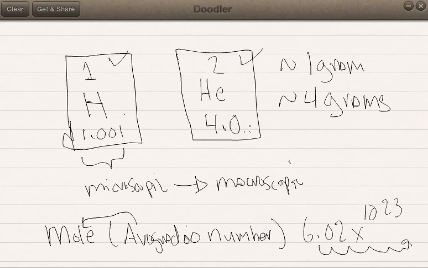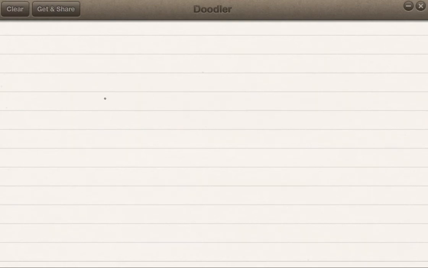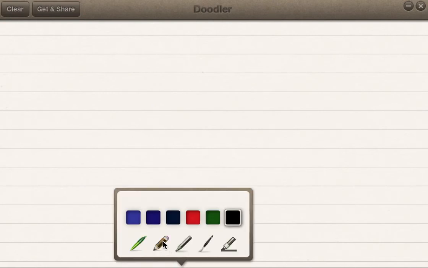How cool is that? So if I had 0.5 moles of helium, then I'd have half a mole, so I'd have half of that, so I'd have 2 grams. So that's a really handy thing to know, and the concept of a mole is what we can use to convert from the tiny, tiny microscopic atomic world into the macroscopic world that we all know and love. So let's go ahead and now we will start talking about chemical reactions.